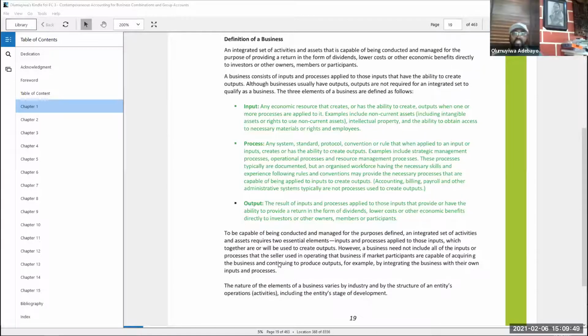Okay, sorry. Yeah, what did you say? Okay, so this line actually explains lower costs or other economic benefits directly to investors or other owners, members, or participants. So those who are utilizing Finponomics are like the members or participants, right? Yeah, even the shareholders of Finponomics have returns. When we say returns, do you know that a loss is an output, is a return, but a negative return?